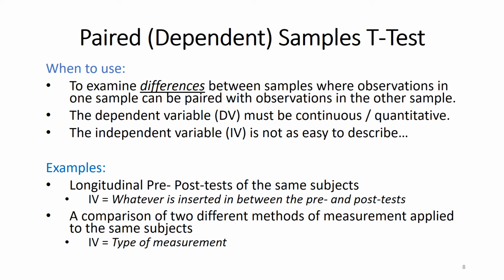Pre-test, post-test, right? That's kind of the logic of a common way that we use this paired samples t-test. In this case, the dependent variable is still going to be continuous. So it may be how well you perform on a particular topic, how many push-ups you can do, something that is measured in a continuous fashion. The independent variable would be whatever is inserted. Did you take a class? Did you get training? Did you go through some sort of education that occurred between the pre-test and the post-test?